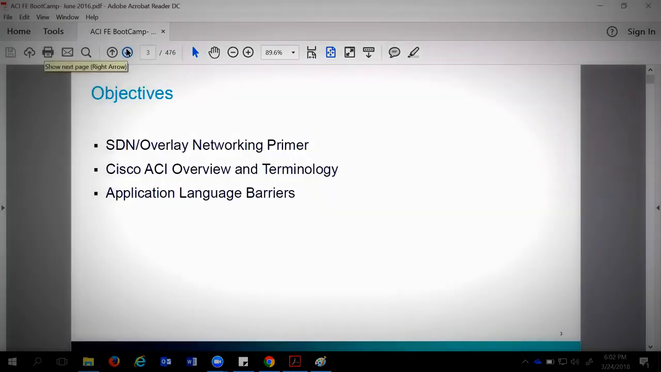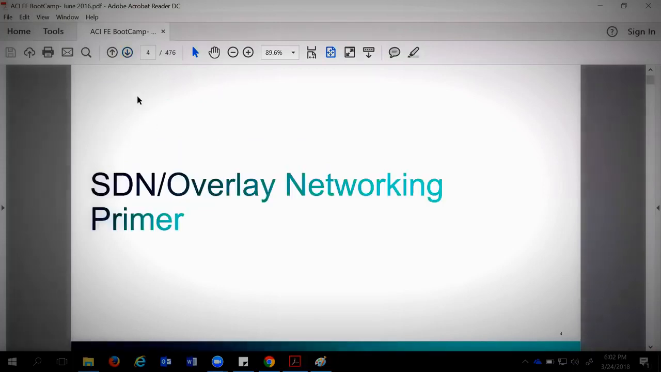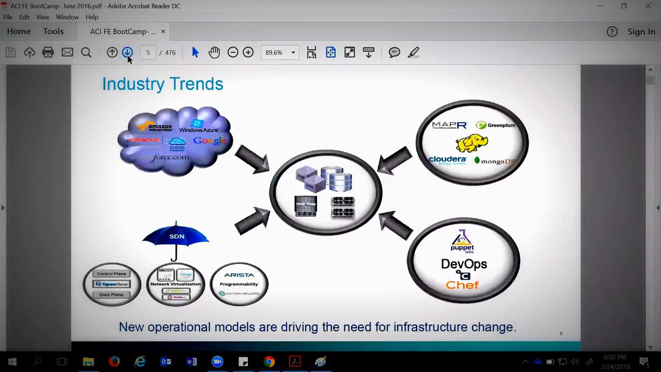First and foremost, from the objective perspective: what SDN is all about, an overlay networking primer, ACI overview and its basic terminologies, and what the different application language barriers are that we face and how we try to solve those kinds of issues. So coming to the first thing, SDN and overlay networking. I hope we have heard about this stuff a lot.